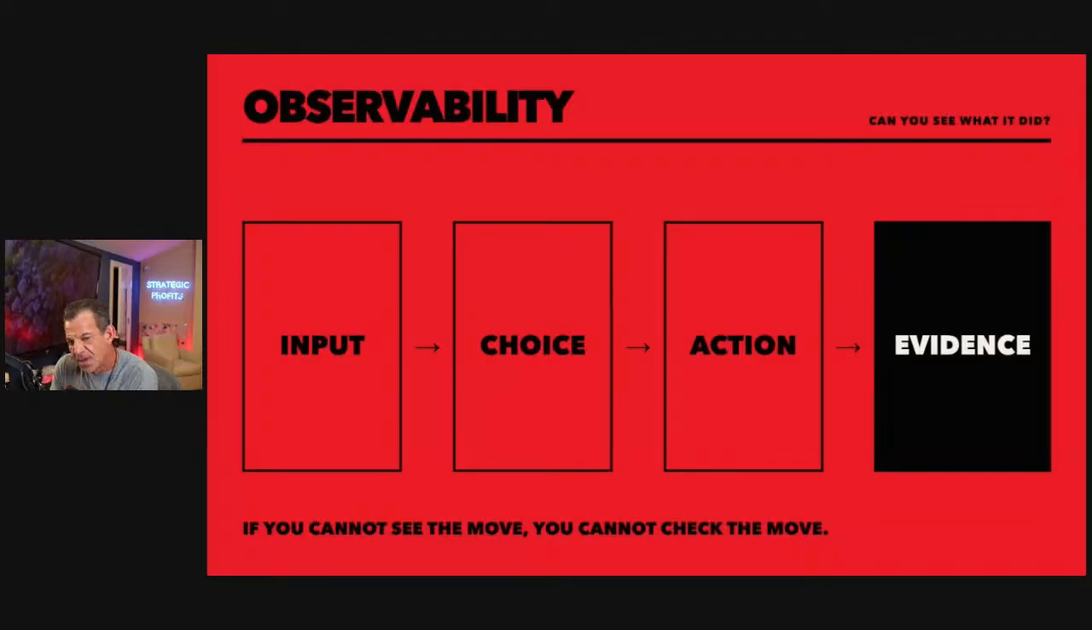Observability. Observability exposes the path from input to evidence. Observability means you can see what the system did, the input that it used, the choice it made, the action it took, and the evidence behind it.